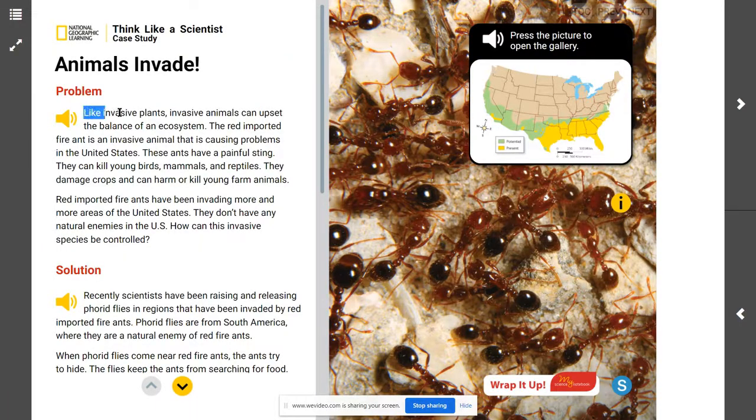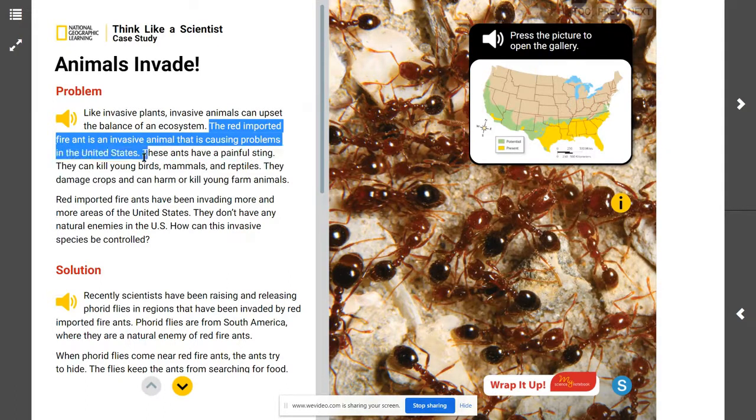Like invasive plants, invasive animals can upset the balance of an ecosystem. So we don't want these things here because they could upset the balance of the ecosystem. And we know once that ecosystem gets unbalanced, the food chain's out of whack, the carbon cycle's out of whack, everything is unbalanced. The red imported fire ant is an invasive animal that is causing problems in the United States.